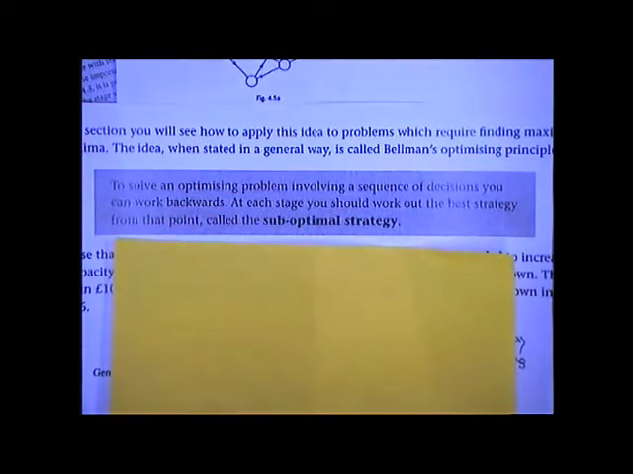Bellman's optimization principle. And it is to solve an optimizing problem involving a sequence of decisions, you can work backwards. At each stage, you should work out the best strategy from that point, called the suboptimal strategy.